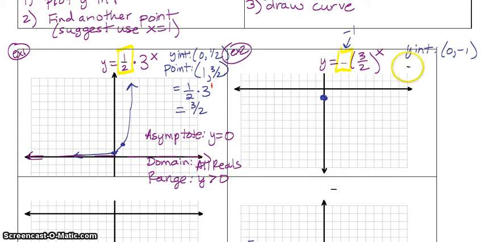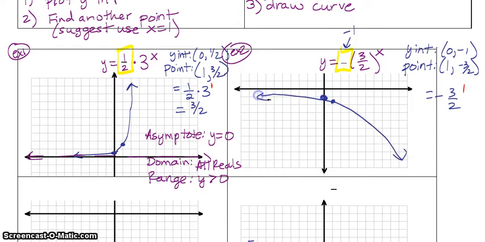Alright, step 2, find another point. Again, you could find any point you want to. I recommend using 1 for x just because it makes it nice and easy. For example, right now, when I put 1 in for x, the answer just ends up being negative 3/2, and I didn't even have to use my calculator. So (1, -3/2). And you can see just naturally it's now going downwards, so it's going to go like this instead of up. And it seems weird, but that's still considered an exponential growth equation.